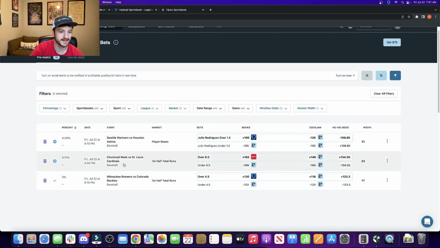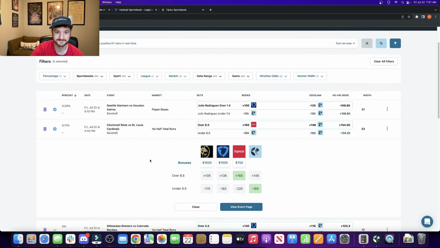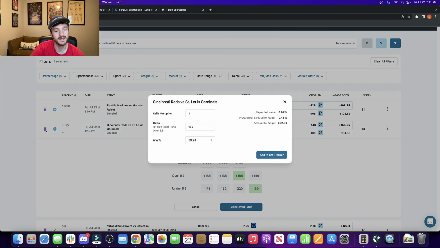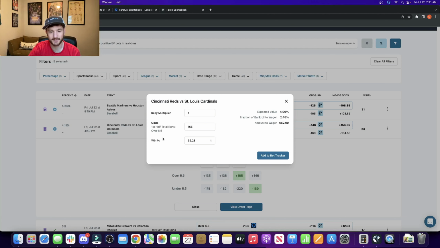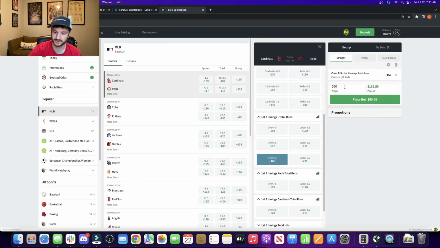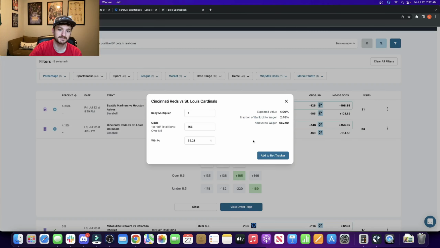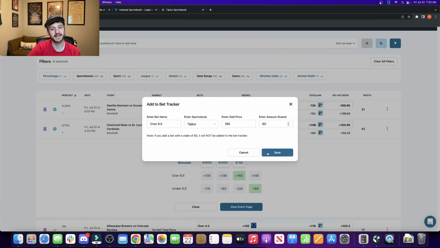So there's one play here that I've dialed in that I think is a really good one. What we're looking at is the first half total runs over 6.5 at plus 165 on Tipico in the Reds versus Cardinals game. Just using the Kelly criterion method, which is how we unit size, this play is about 2.5% unit size. So I'm going to go ahead and put $60 on this one. My unit size is $25 for 1 unit. So 2.5 units is just about $60, which is what I'm going to put on this one. Bet has been placed. Perfect. So I'll add it to my bet tracker and let's chat about it.